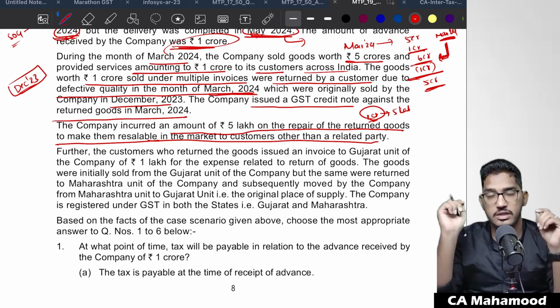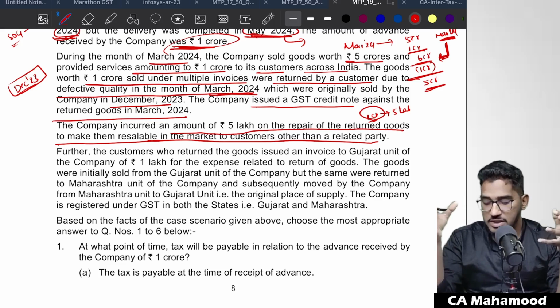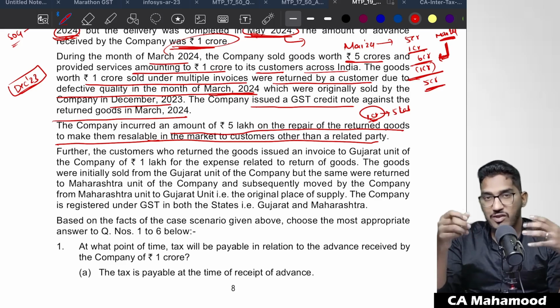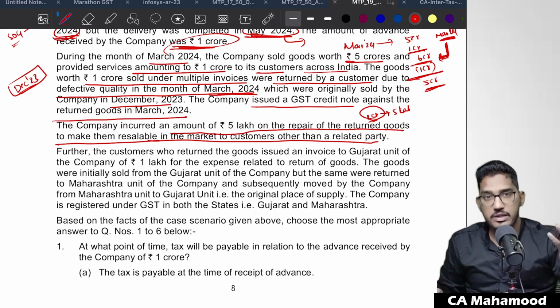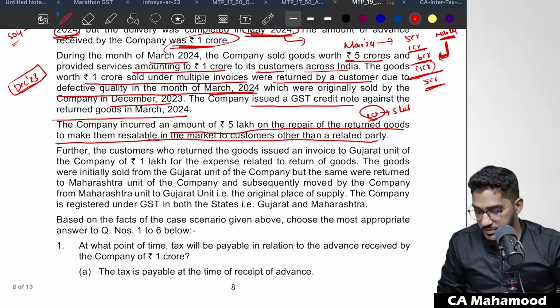See, customers return the products. Why? Because they find some defects in those products. So the customers gave it back. Now the company has to do something about it. So what the company has done is they have incurred an expenditure of 5 lakh rupees and made that returned goods correct in order to sell them to the customers.